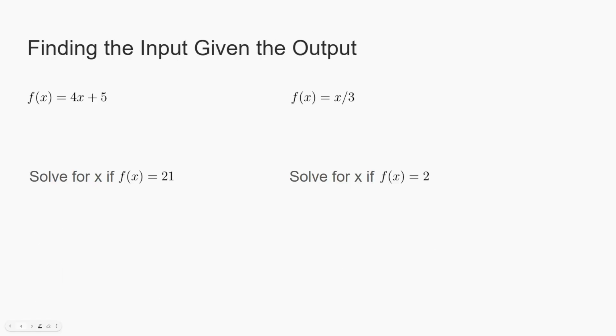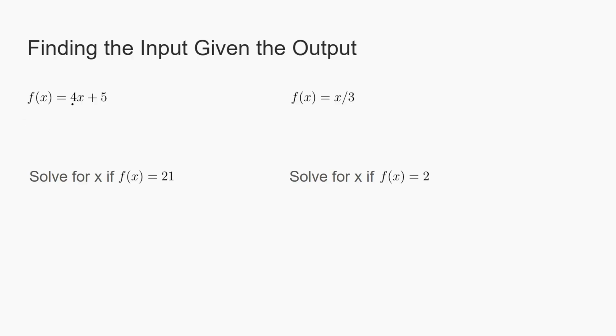Now, let's solve more practice problems where we're given the output and we want to find the input. Our first question is f of x equals 4x plus 5. We want to solve for x if f of x equals 21. What does this mean? It means we know that the end output is 21, and we want to know what value of x gives us 21.